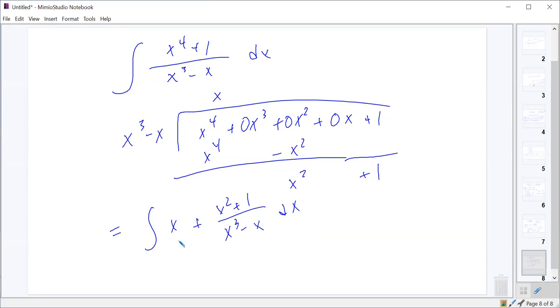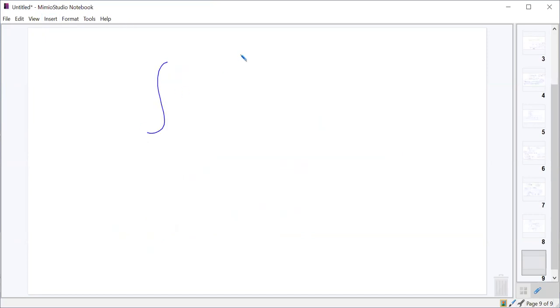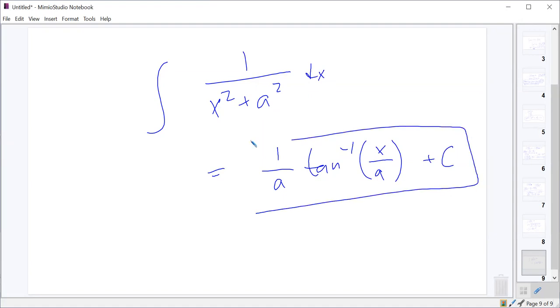All right. An important integral that you should remember that sometimes shows up in these partial fraction ones is 1 over x squared plus a squared. That integral is always equal to 1 over a times inverse tangent of x over a, plus your constant. So this is a good one that we need to know.